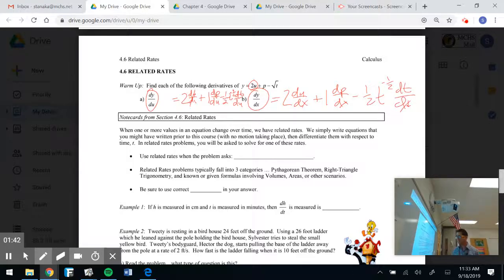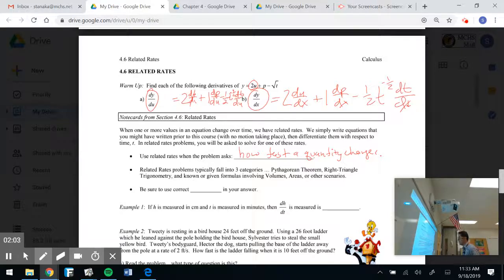All right, let's keep on rolling now, okay? Related rate problems. You use related rates when the problem asks how fast a quantity changes. Okay, class?